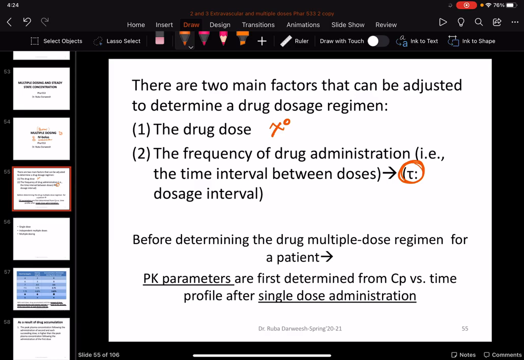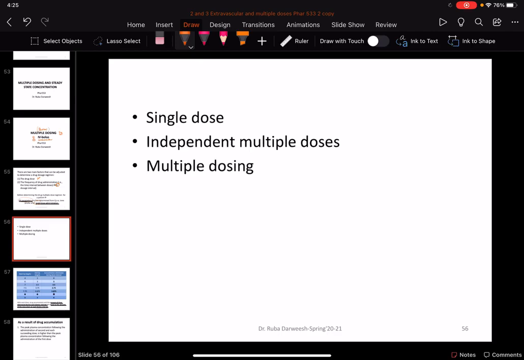Okay, we had already explained and reviewed the kinetic of a single dose, whether we're talking about IV bolus, intravascular or extravascular. And here we will talk about multiple doses and how we can use the kinetic parameters of a single dose to extrapolate to multiple doses, according to multiple assumptions that we have.